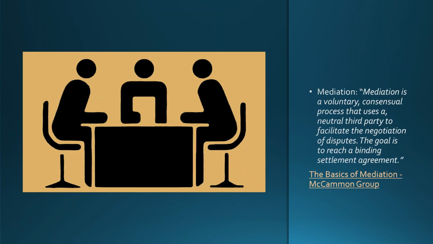Another way to resolve conflict is mediation, which is a voluntary, consensual process that uses a neutral third party to facilitate the negotiation of disputes. The goal, of course, is to reach a binding settlement agreement. So essentially, someone else who's totally unbiased solves your dispute.